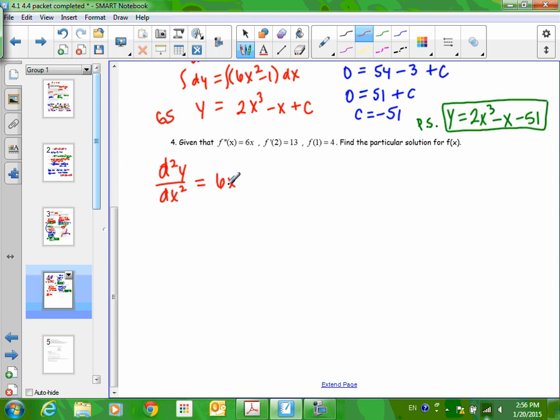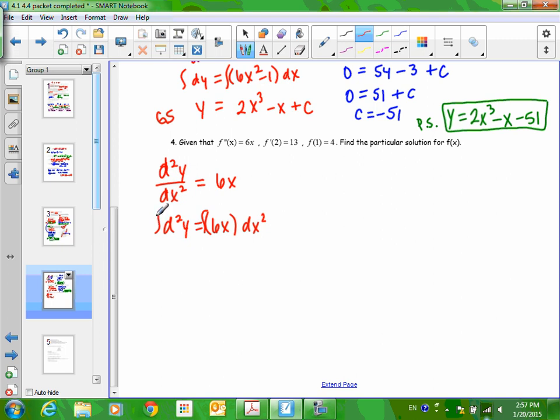Now remember we got to separate our variables. Same thing. So this would be d squared y equals 6x, and if you want to put that in parentheses you could, or you wouldn't really have to, especially since it's a single term. But you got to move the dx squared over that side. Now that I've separated my variables, I am ready to integrate.